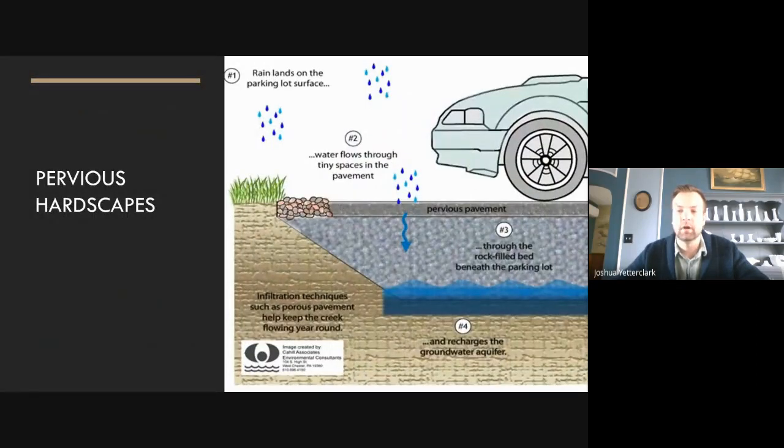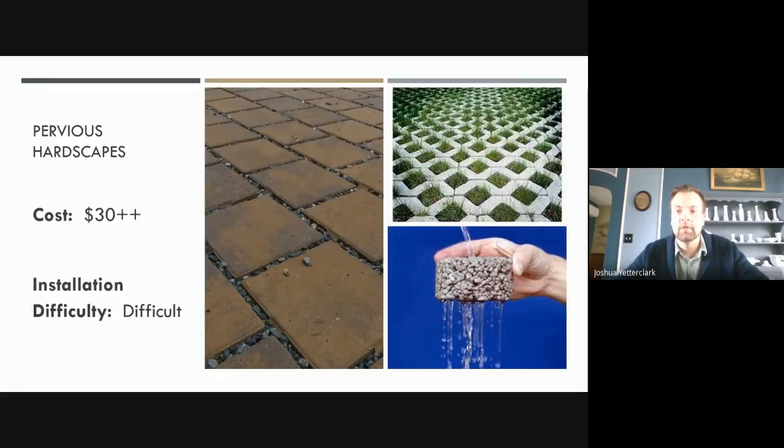Pervious hardscapes are hard, porous surfaces located over a gravel base that collects water and allows it to soak into the ground. There are many different kinds of pervious hardscapes, but they typically fall into the categories of pervious pavers, pervious concrete, or pervious asphalt. Pervious hardscapes can function the same as other hardscapes in that they can carry the weight of vehicular traffic if designed and installed properly. This is also a great practice in urban areas where there might not be a lot of space to incorporate green space.